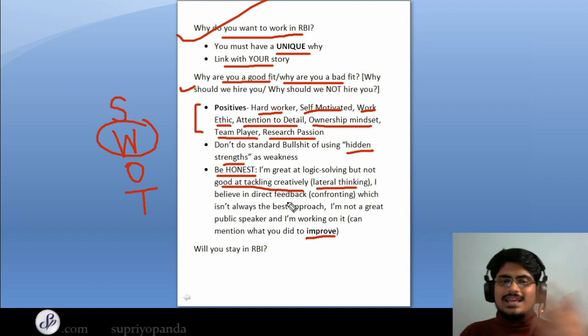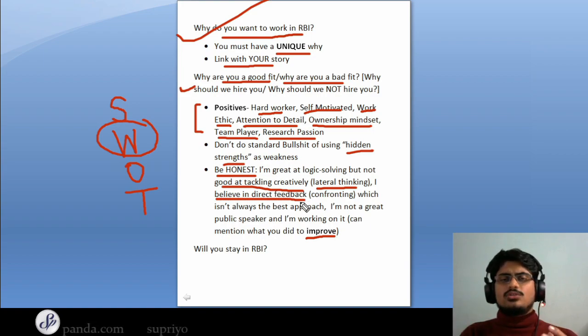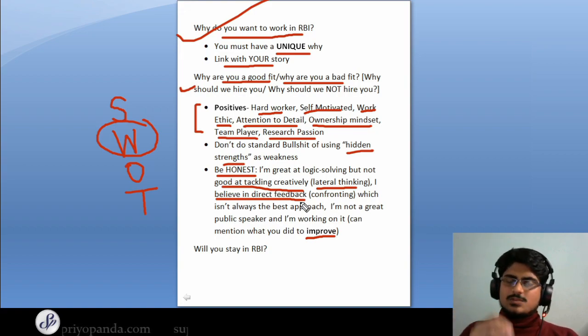And the next thing that you can say is that you believe in a confrontational approach to problem solving, and you believe in direct feedback to your colleague or teammate. What that means is, whenever there is a disagreement between you and your colleague, you don't hide your emotions. You go up to that person and directly tell him or her what you feel. This is not always a good thing, because sometimes you have to be sensitive about these kinds of things, especially in government organizations.